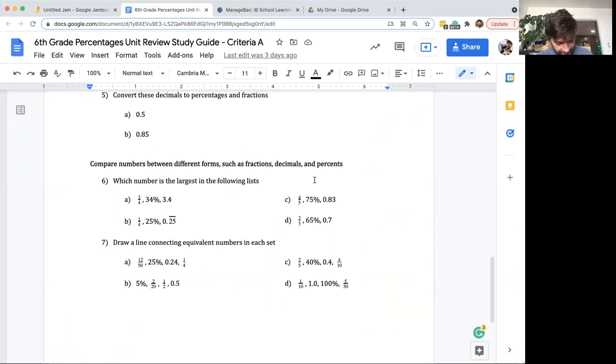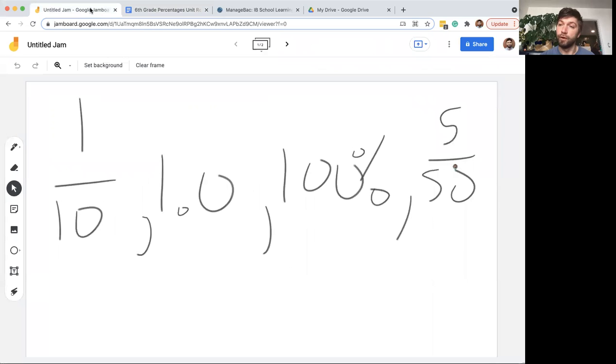And last but not least, coasting into the end of our study guide, 1/10, 1.0, 100%, and 5/50. Okay. So let's just try and convert them all to fractions with a denominator of 100. So 5/50, it's a nice, easy one to see. I can see my denominator of 50. I just multiply that guy by 2 to get to 100. I do the same to my numerator. 5 times 2, 10 out of 100.